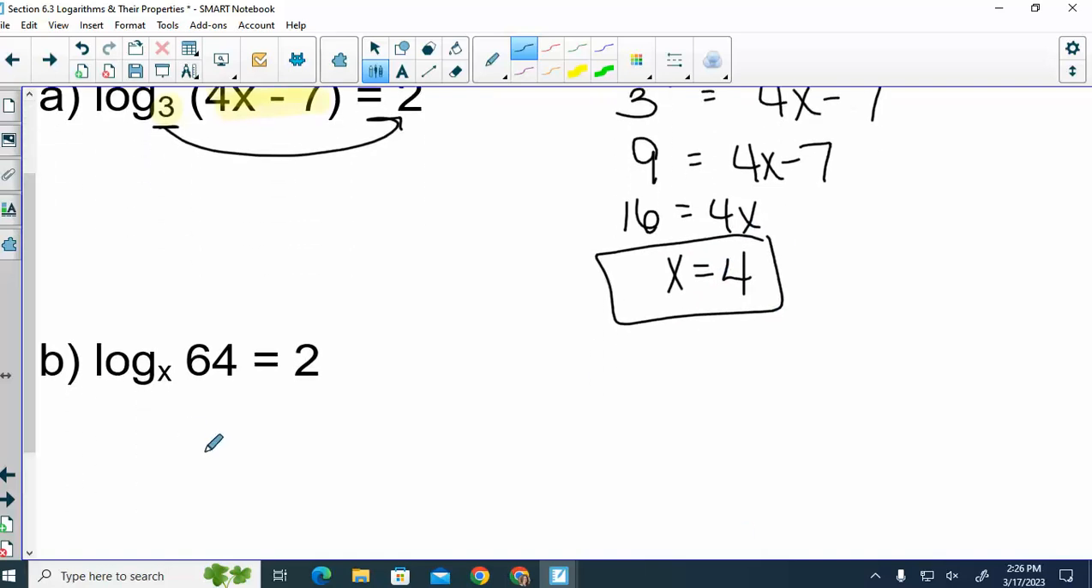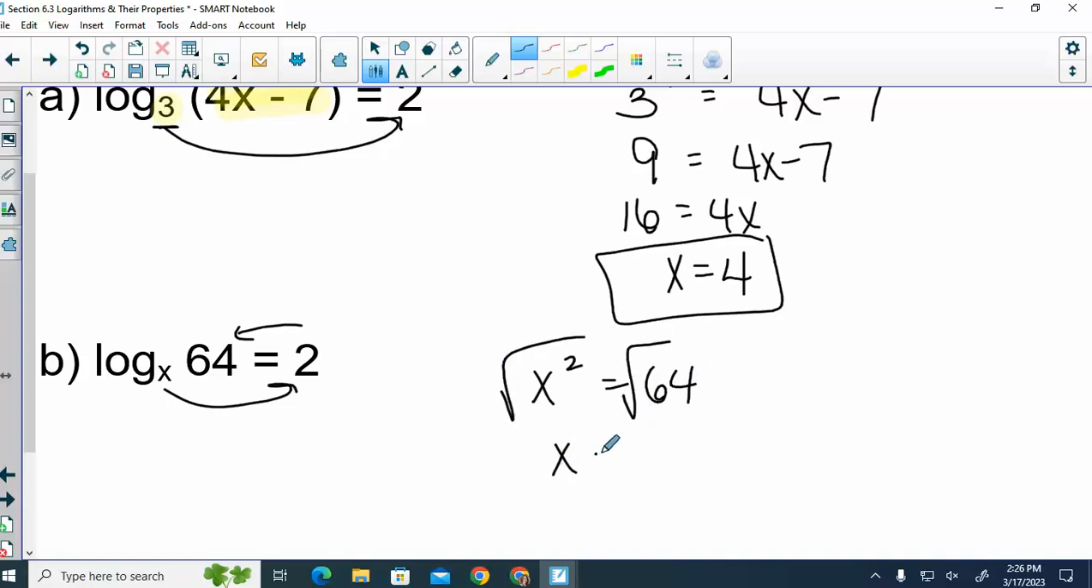B. Log base x of 64 equals 2. So what would we write? x squared equals 64. Take the square root. When you add a square root, you do plus and minus, so we actually get plus and minus 8. But the base has to be a positive number.